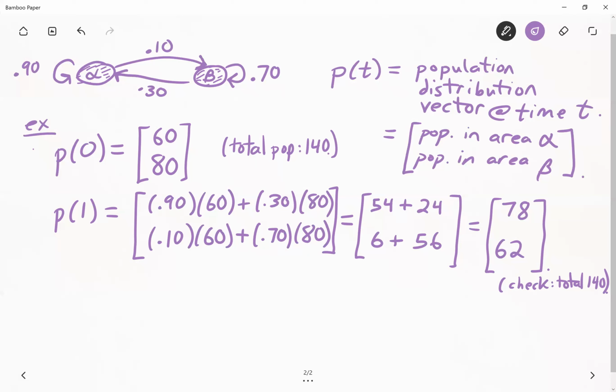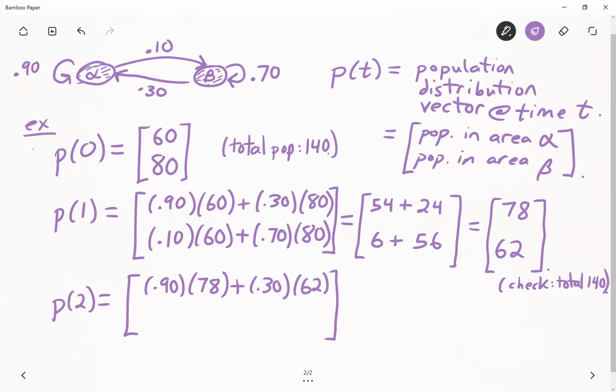What if we wanted to calculate the population at year 2? Well, we're going to carry out a similar calculation. Right? So for year 2, 90% of the population in area alpha stays. So this time we'll multiply 0.90 times the population in year 1, which was 78. We also get an influx of 30% from area beta, which in the previous year was 62.